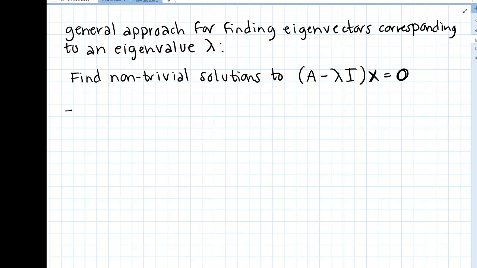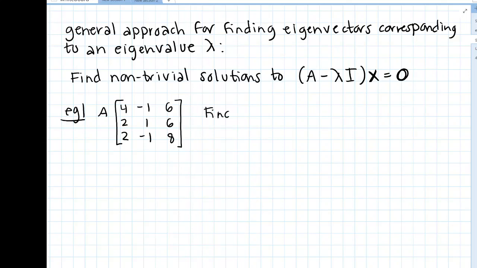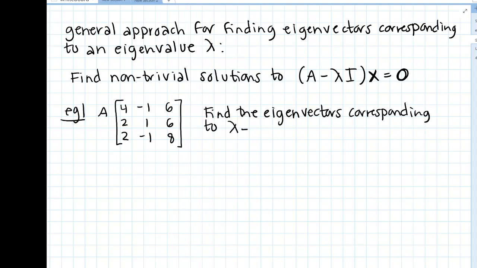So let's do another example of that. This time we're going to let A equal, so this is going to be a 3 by 3, 4, 2, 2, negative 1, 1, negative 1, 6, 6, 8. And so we are going to find the eigenvectors corresponding to an eigenvalue of 2.